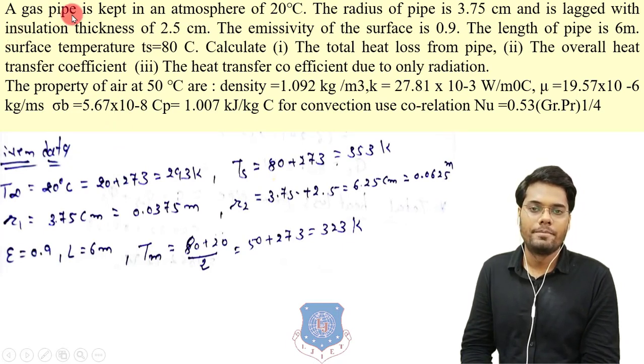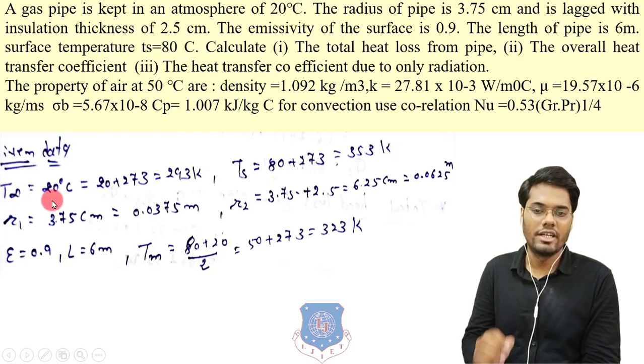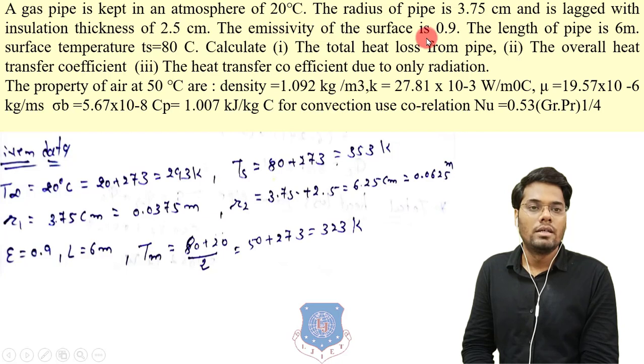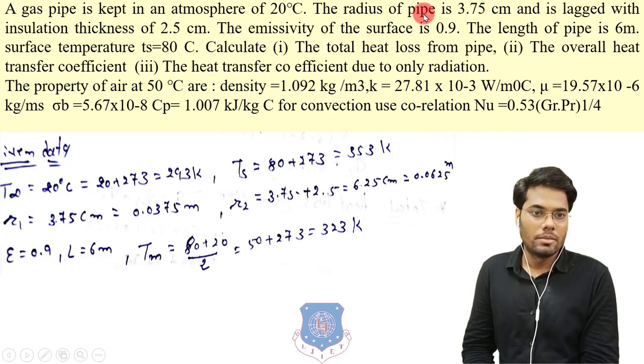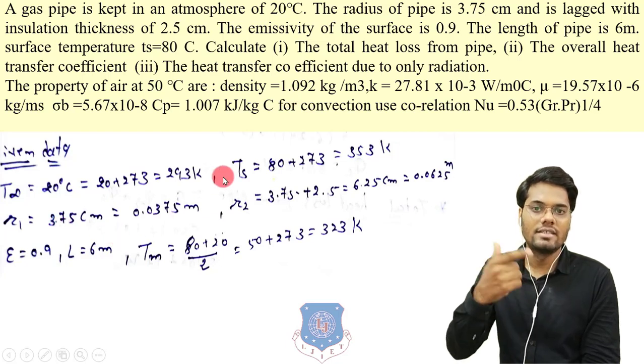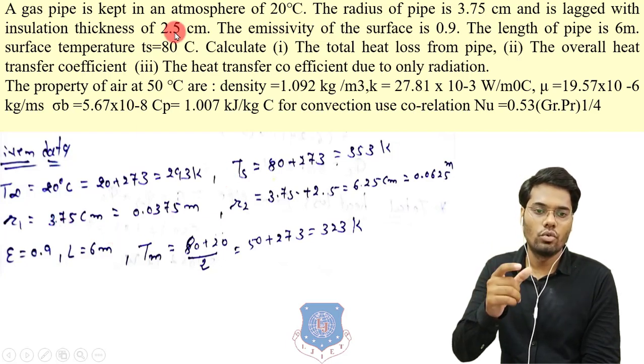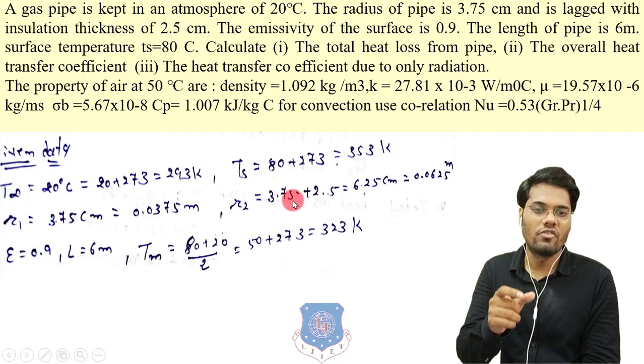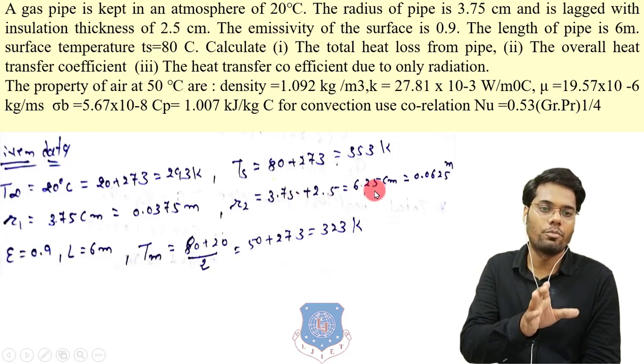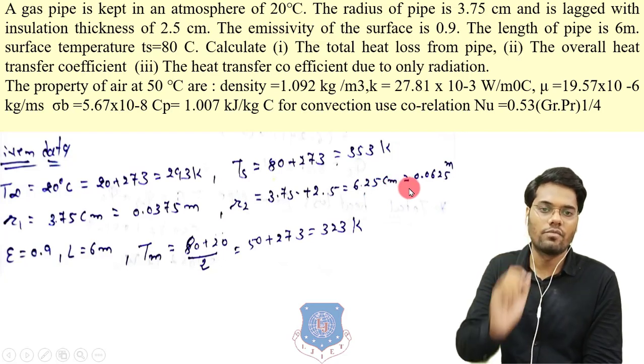A gas pipe is kept in an atmosphere of 20 degrees Celsius. The radius of the pipe is 3.75 centimeter and it is lagged with insulation of thickness 2.5 centimeter. The surrounding temperature is 20 degrees Celsius, so T infinite is 20. The radius of the pipe is 3.75, so R1 is 3.75 and there is an insulation of thickness 2.5. So the total radius is 3.75 plus 2.5, that is 6.25 centimeter. This is the total radius of the pipe.